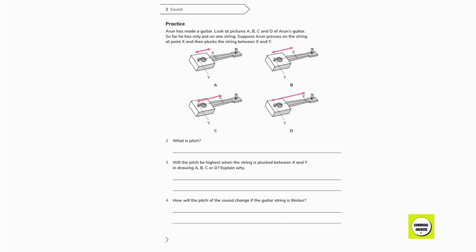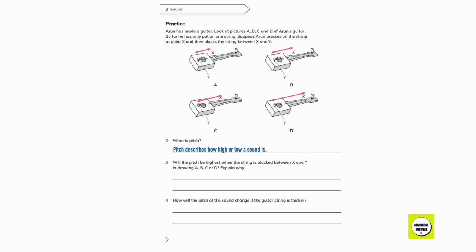Arun has made a guitar. Look at the pictures A, B, C, and D of Arun's guitar. So far, he has only put one string. Suppose Arun presses on the string at point X and then plucks the string between X and Y. What is pitch? Pitch describes how high or low a sound is.